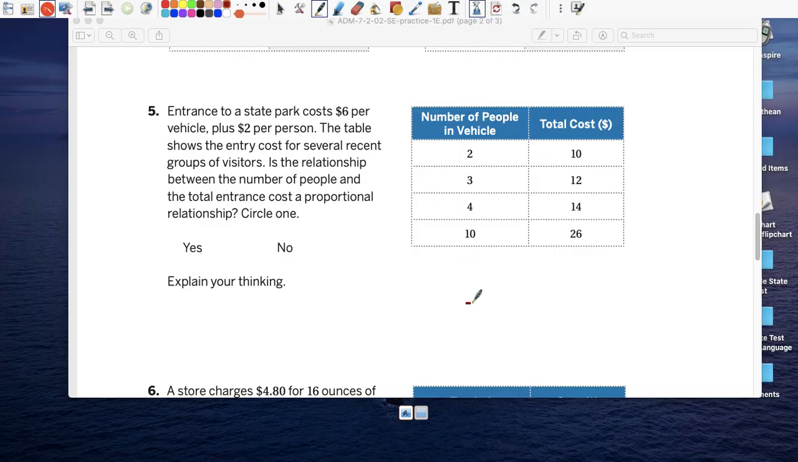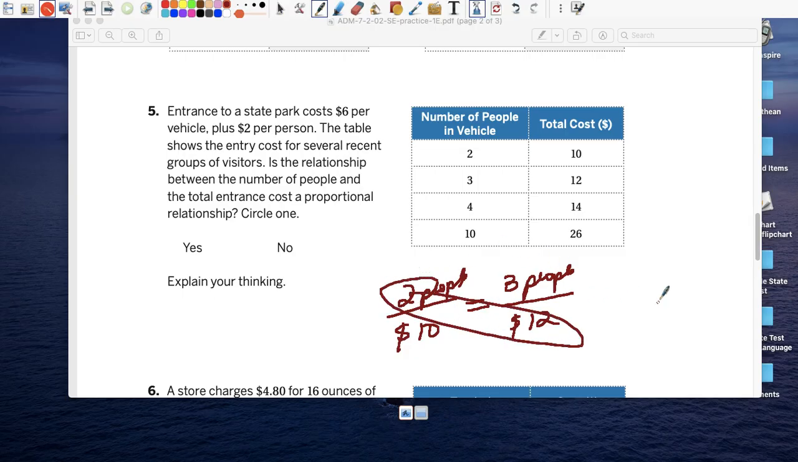Let's try setting up a proportion. When I have 2 people, the cost is $10. That's what the first line is saying. Let me set up a proportion. When I have 3 people, the cost is $12. Is this a proportional relationship? Well, we can cross multiply. I get 2 times 12, which is 24. If I cross multiply these two, I get 3 times 10, which is 30, and they're not equal to each other, which means not proportional.